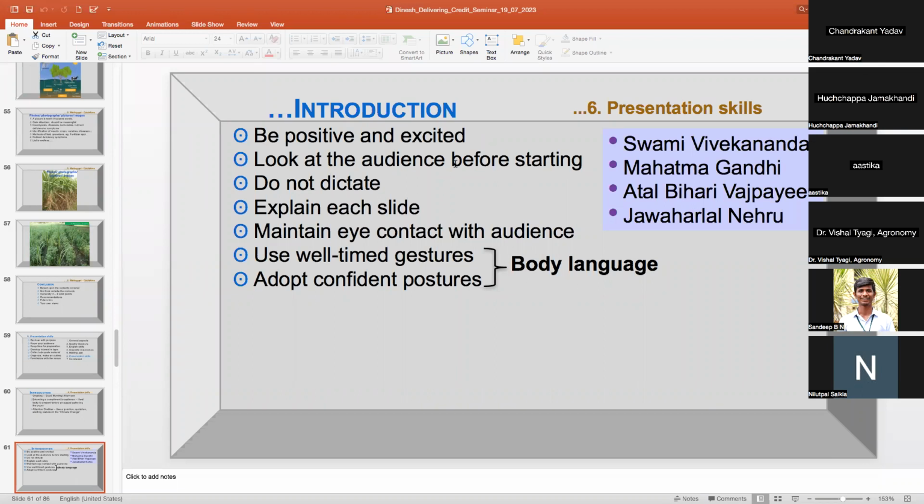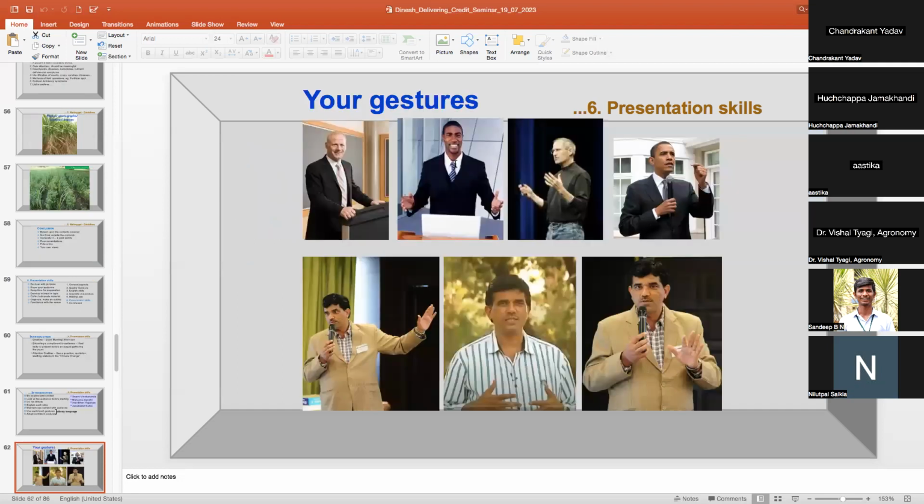So what can be done? We can also hear good speakers like Swami Vivekananda, Mahatma Gandhi, Atal Bihari Vajpayee, Jawaharlal Nehru, etc. They have been good speakers from India. So we can listen to some of their speeches, or maybe you can choose your own idol. So see some people, how these are the gestures. Gestures mean they're mostly by facial expression or through your hands. So you can see people this way.